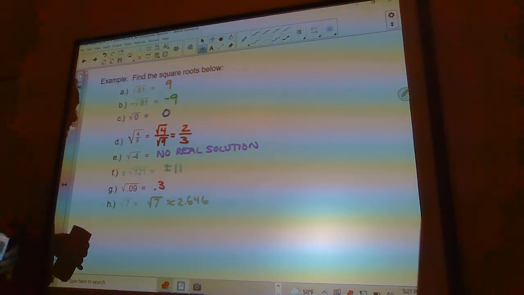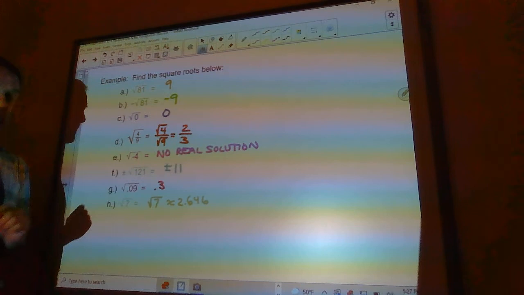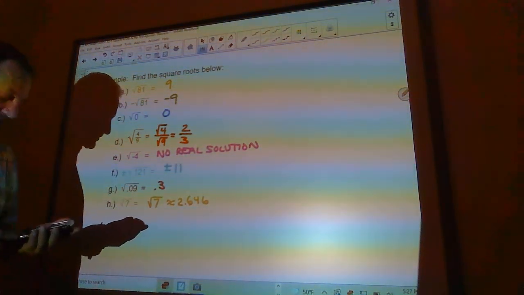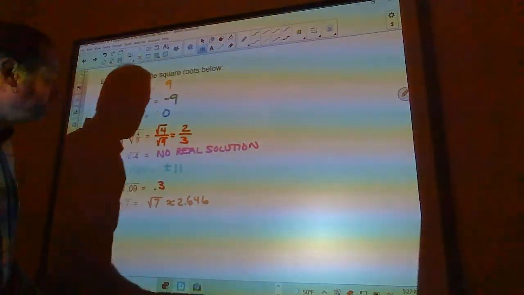Okay. If I want the exact answer, I need to write down square root of 7. If I want a decimal approximation, I'm going to write down 2.646. Okay? So there you go.